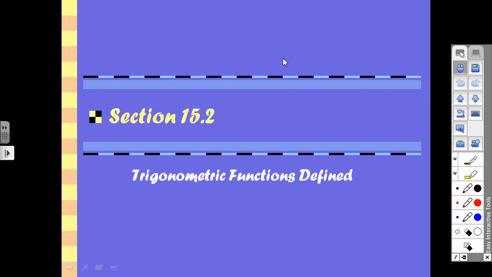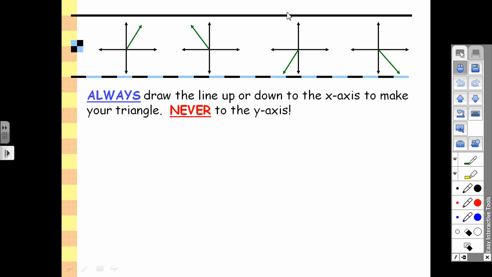Section 15.2, which is about defining our trig functions. And more importantly, we're going to understand what reference triangles are, because we're going to use those a lot. So what are reference triangles?